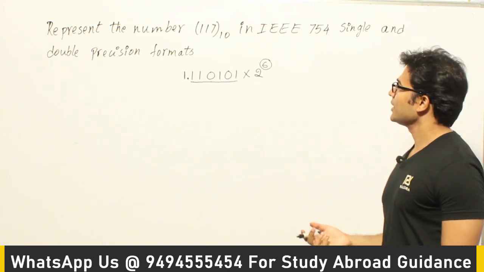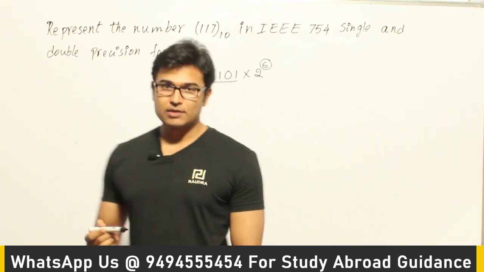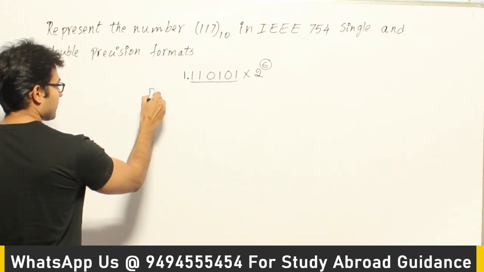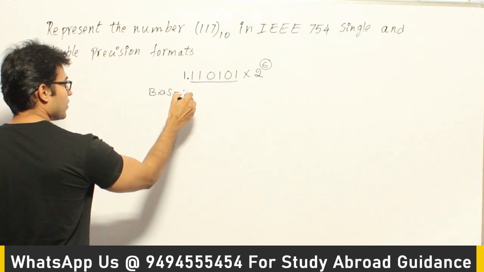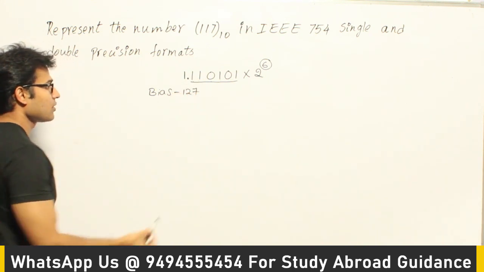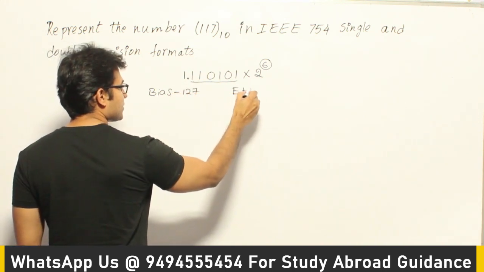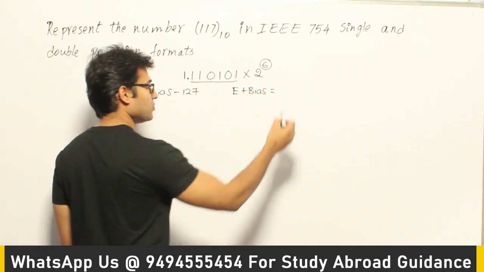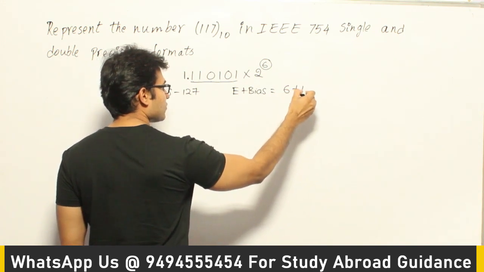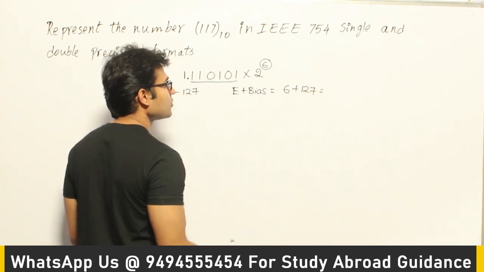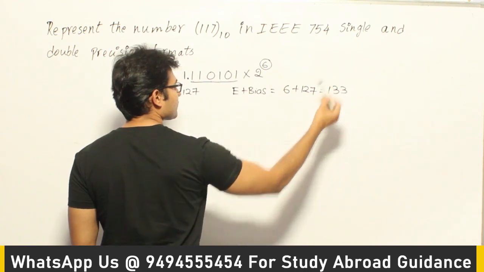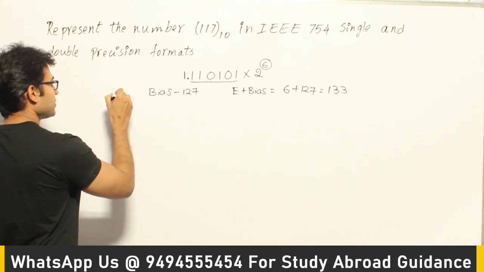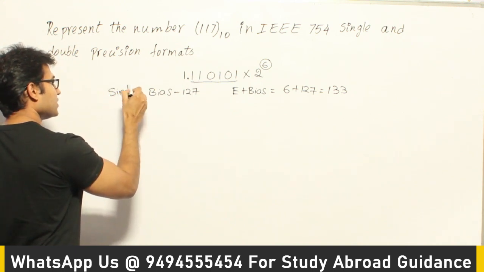So let's talk about single precision first. In single precision, the bias is going to be 127. Therefore E plus bias, which is what we have to save in the format, is going to be E, which is 6, plus 127. So this is going to be 133, right? This is for single precision. Okay, let's finish off single precision first.